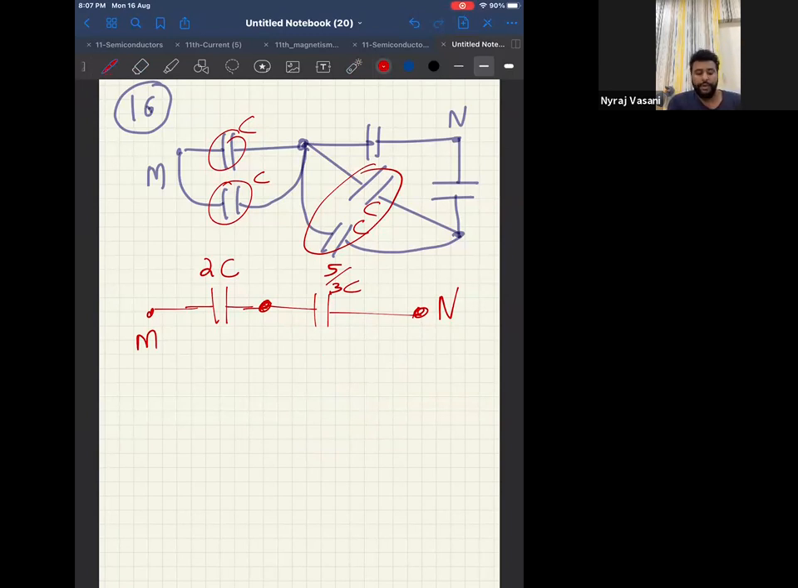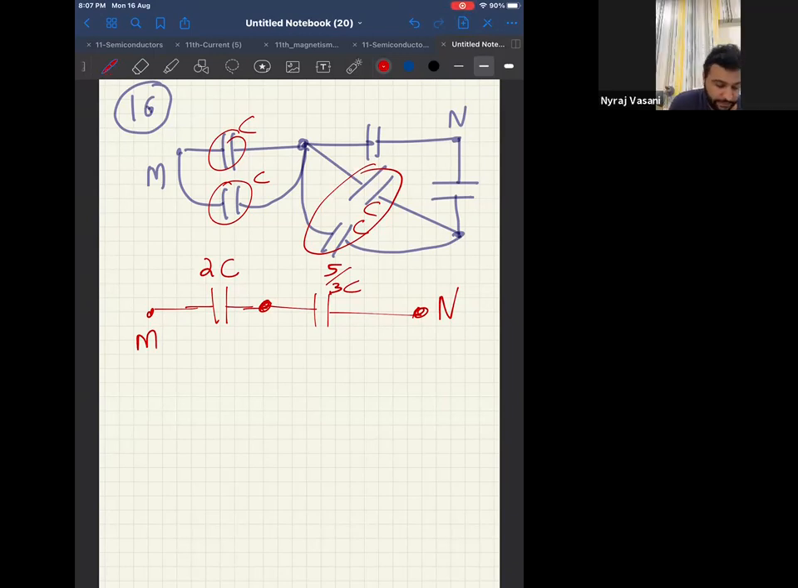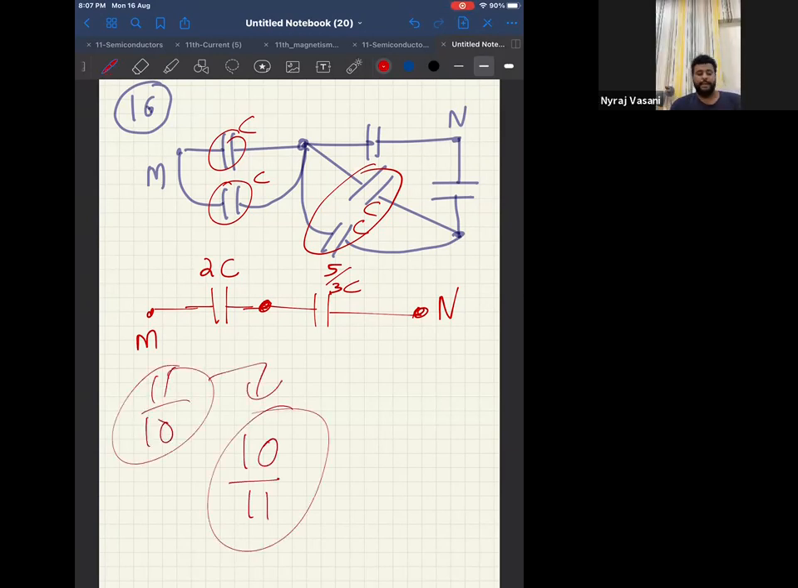How do I do it now? They are in series, so simplify. Therefore, 1 by 2 plus 1 by 5 by 3. Start and give me the answer. You will get 11 by 10. 11 by 10 is 1 by C. Correct? So C will be 10 by 11. 11 by 10 is correct, but that is 1 by C. You will get 10 by 11. That answer will be A.